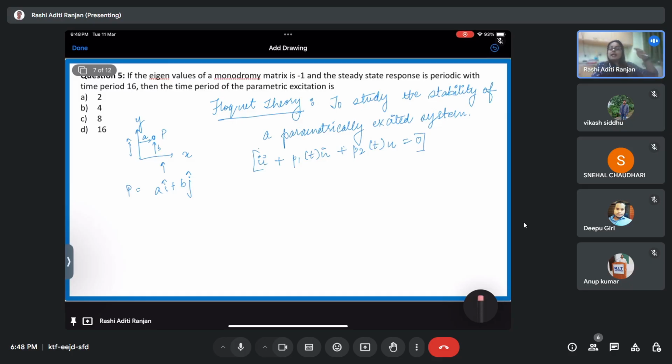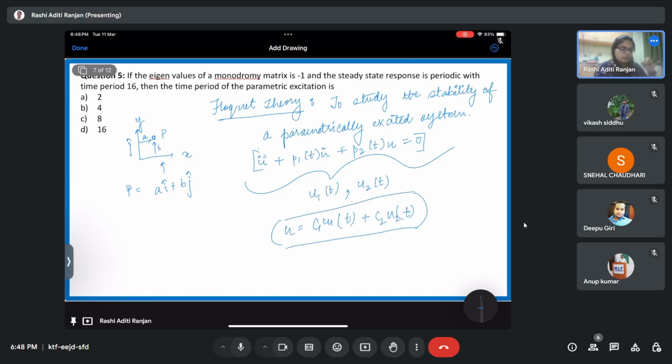So now when I get i and j, which are two independent solutions, I can write the vector coordinate of any of the points in the x-y plane as a linear combination of i and j. Correct? Similarly, if I have two independent solutions, which I can call u1(t) and u2(t), I can write any solution as a linear combination of these two. Right? I wrote any solution in terms of these two as a linear combination of u1 and u2.